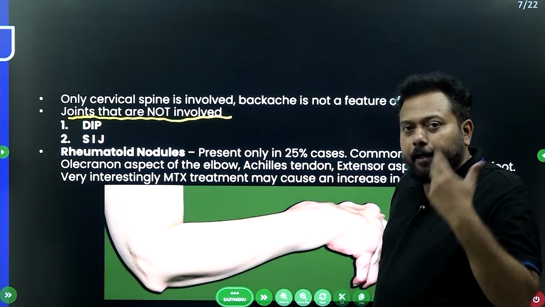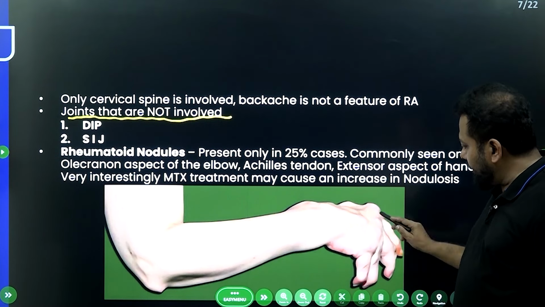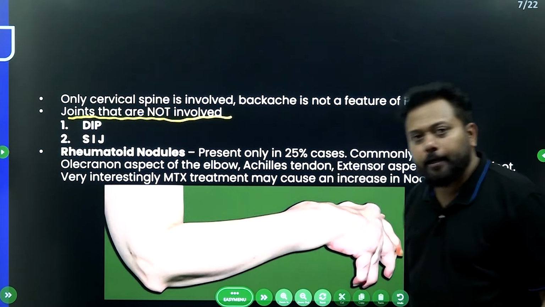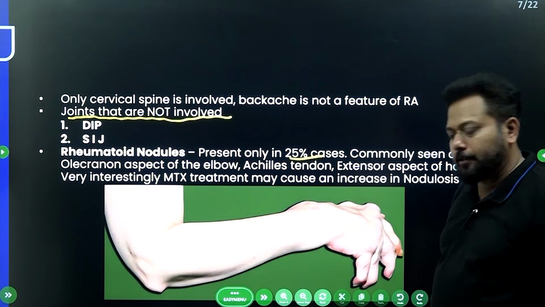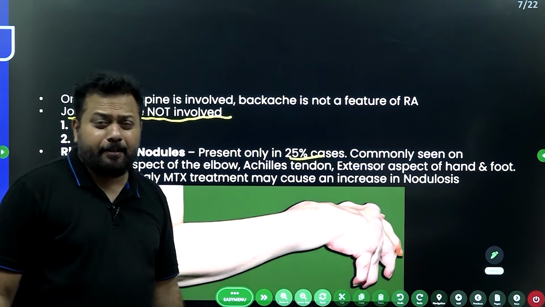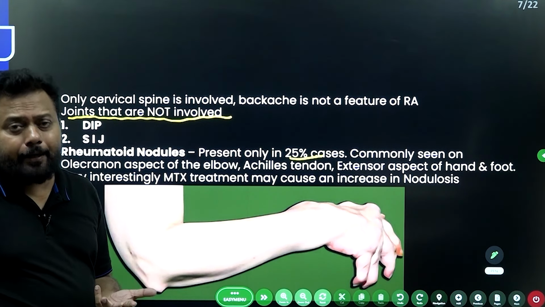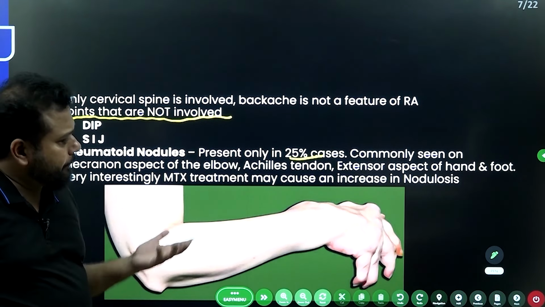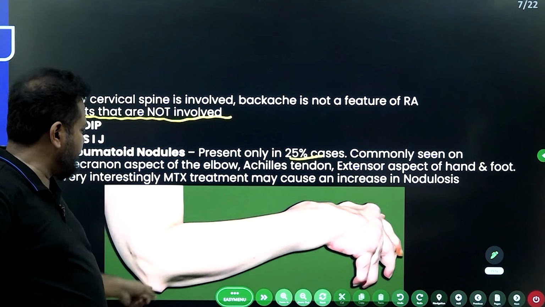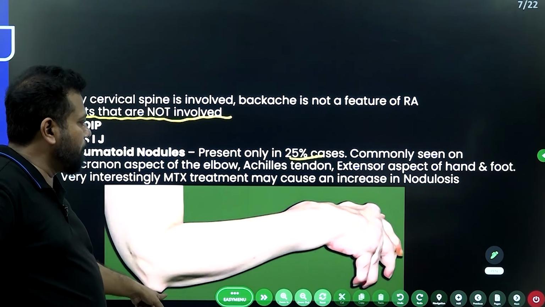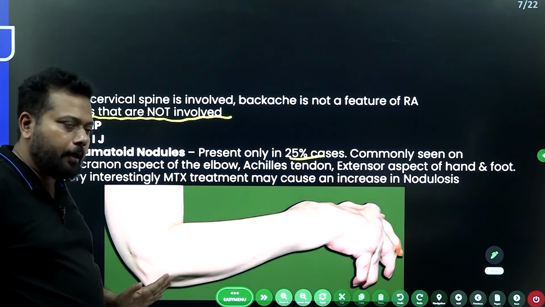Okay. Then clinically they can have rheumatoid nodules. Look at the diagram. You are able to see knot-like things. Here the olecranon. So they are rheumatoid nodules. Classically, they are present only in 25% of cases, not in all cases. To be very frank, it's more common in fair-skinned individuals. That's the Western world. In our country it is very rare. I have seen very few cases. Commonly seen on the olecranon aspect of the elbow, Achilles tendon, extensor aspect of the hand and foot. So it is seen only in extensor aspects.